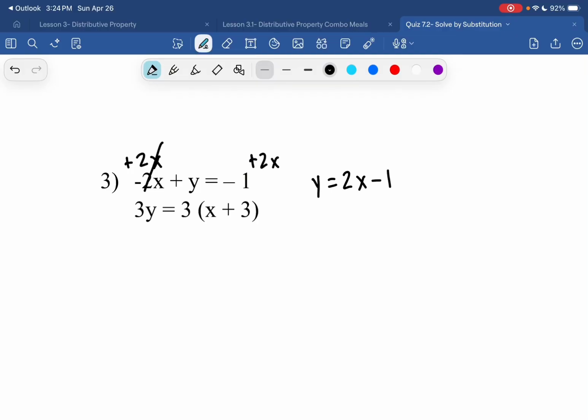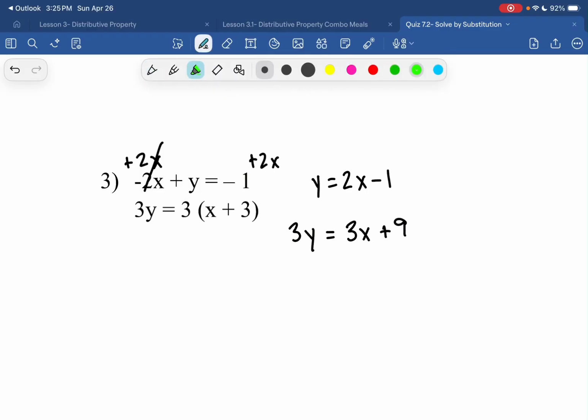Okay, I can't plug in that value for y yet because that equation on the bottom has parentheses. You could right now, but then you would have to distribute 2 things, and the more steps you could do to make fewer mistakes, the better, right? So let's distribute first. We have to distribute 3 to both terms inside the parentheses, so to x and 3. So I now get 3y equals 3x plus 9.